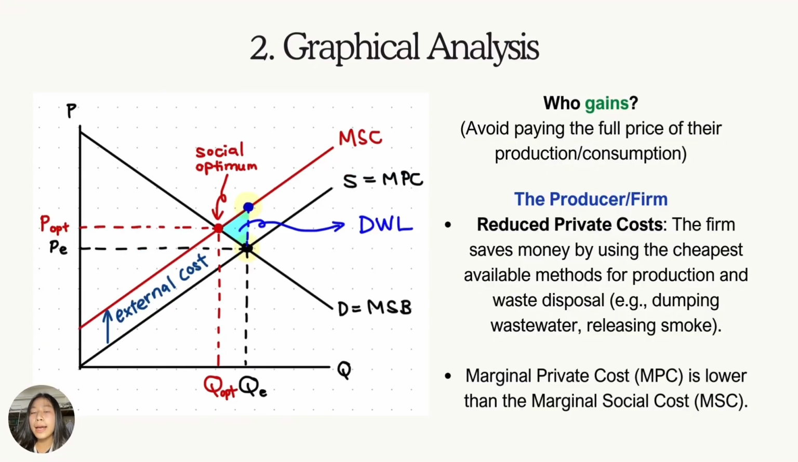Let us look at who gains from this unregulated market, who avoids paying the full price of their production and consumption. First of all, it's the producer, the firm, because they reduce their private cost. The firm saves money by using the cheapest available methods for production and waste disposal, for example, dumping wastewater and releasing smoke without any cost. It's when marginal private cost is lower than marginal social cost. So they pay a relatively cheaper price than what they should pay, the price to society.